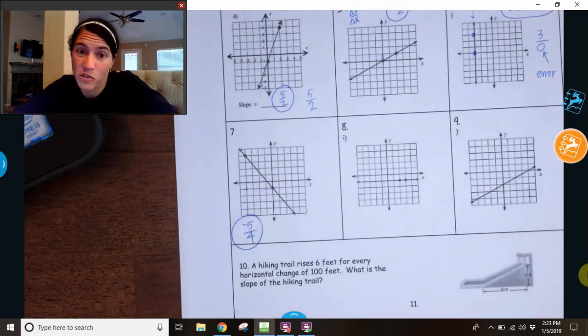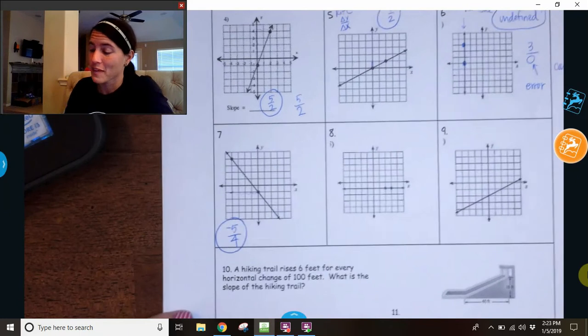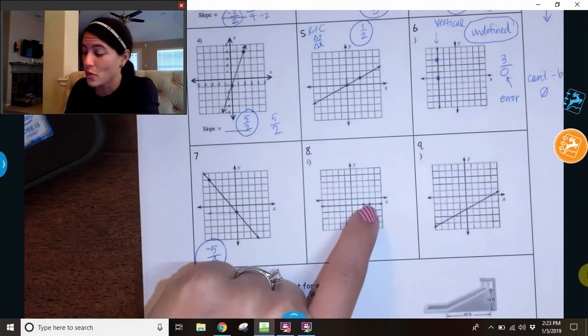-5/4. You can't reduce it, so just -5/4. I hope you got that one correct. On number 8, you see the 2 points right here on the graph.